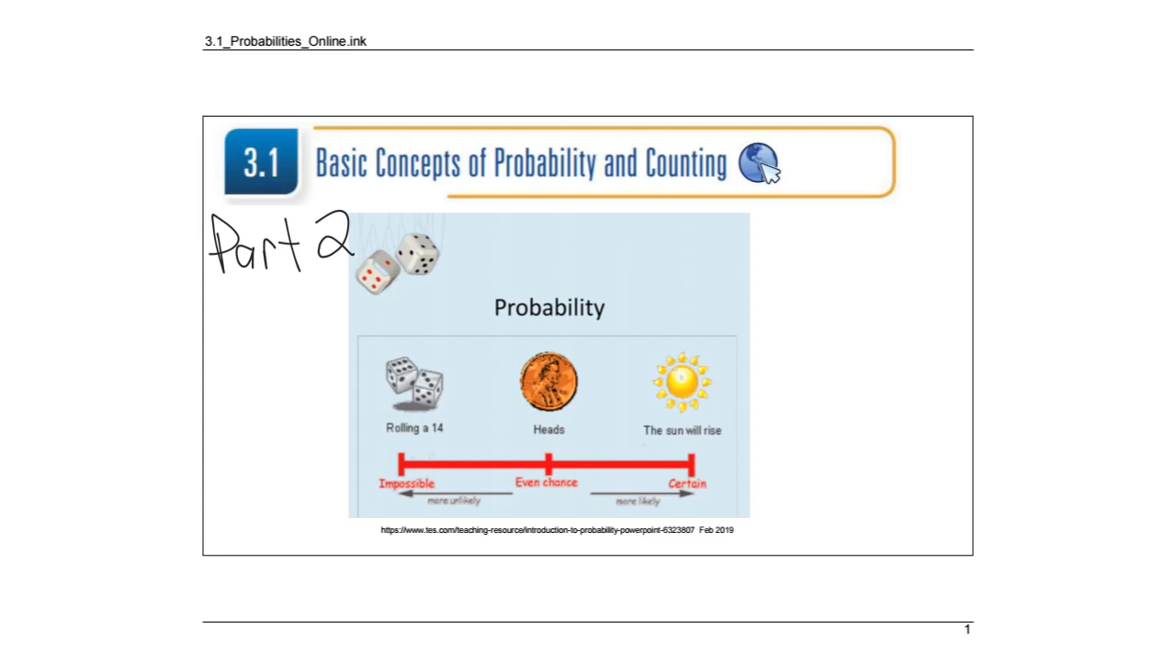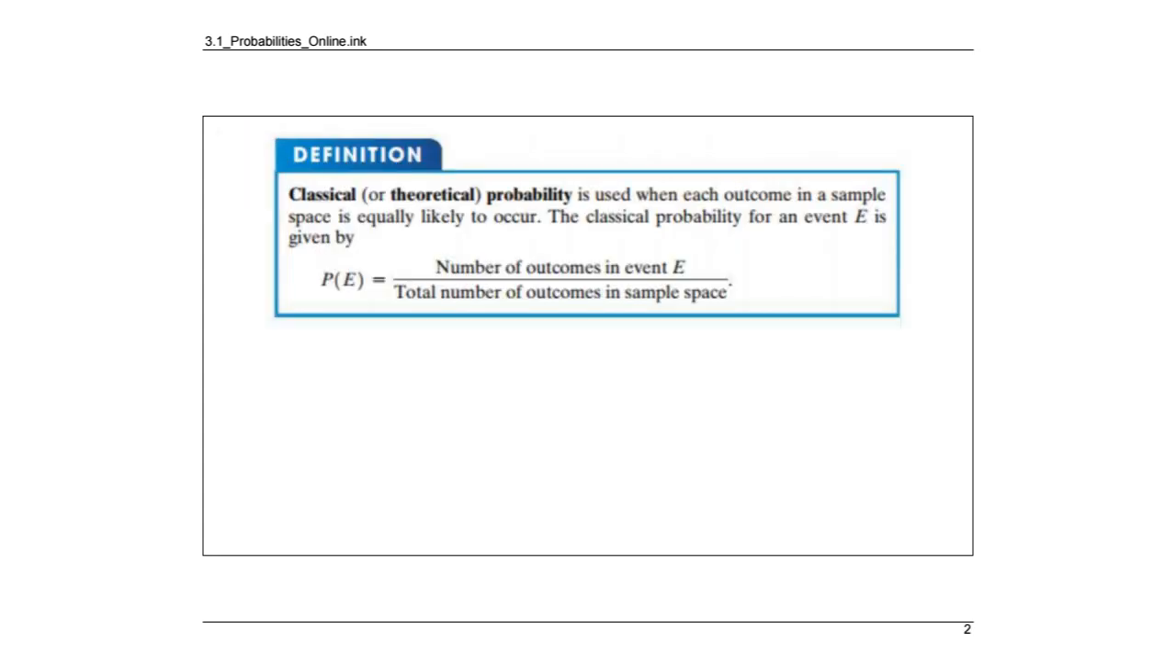This is part 2 of 3.1. Now we're going to look at what we call classical probability. This is probability that you're used to, like tossing a coin, rolling a die, picking cards out of a deck.